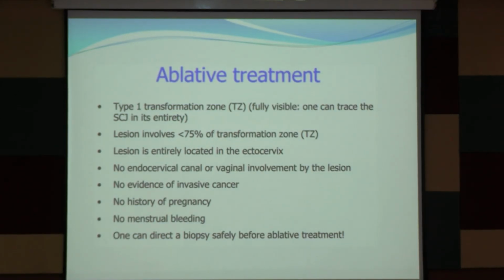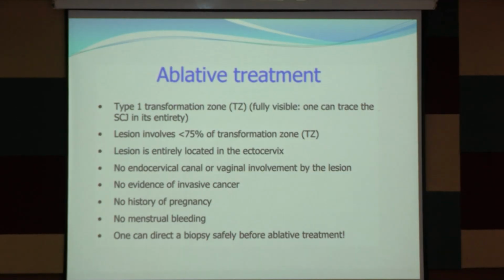For ablative treatment, there are strict criteria. We should be able to see the entire transformation zone. The lesion should involve less than 3 quadrants of the transformation zone, entirely located in the ectocervix. If the abnormality is extending into the endocervix, or if there is any suspicion of invasive cancer, if it looks like a big ulcerative cauliflower-like lesion, then we should not do ablative treatment. We have to excise the lesion.